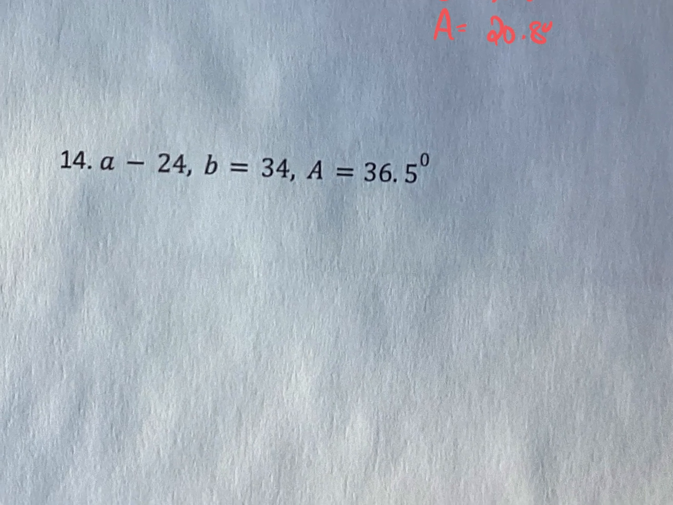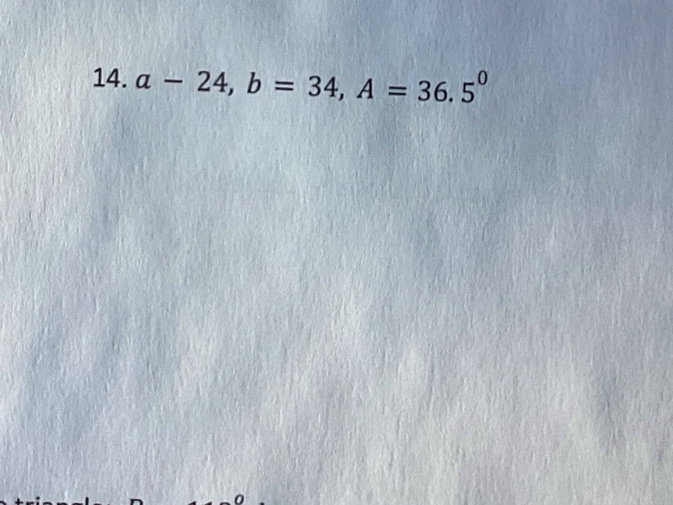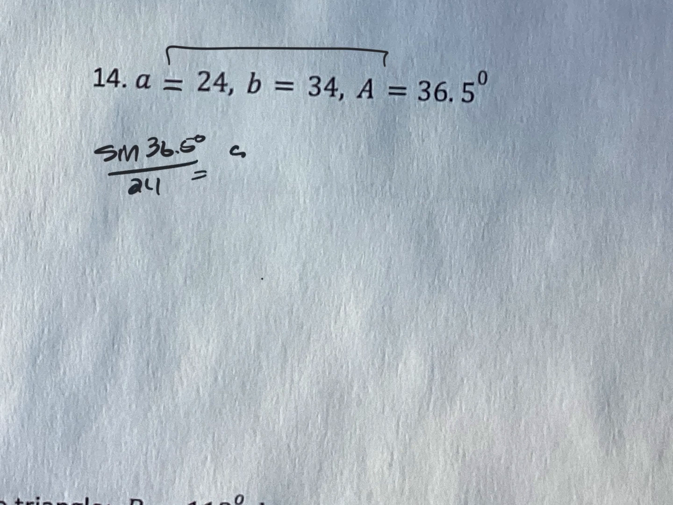All right, we'll go ahead and warn you up front here. Number 14 is gonna be a little bit of a doozy, so hang in there with me and we'll get through it. Okay, law of sines. That's supposed to be an equal sign right there because I got both A's. So I'm gonna go sine 36.5 degrees over 24 equals sine big B over 34. Now here's why this is gonna be a doozy. That's a side, that's a side, that's an angle. Angle, side, side, that means there could be two cases.